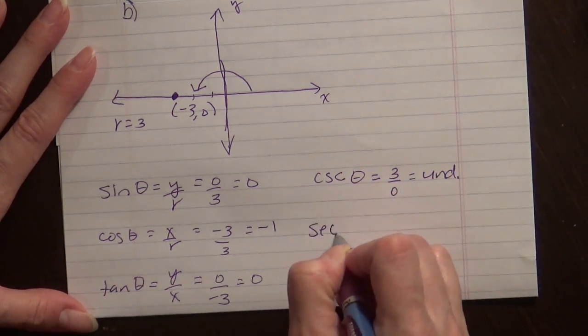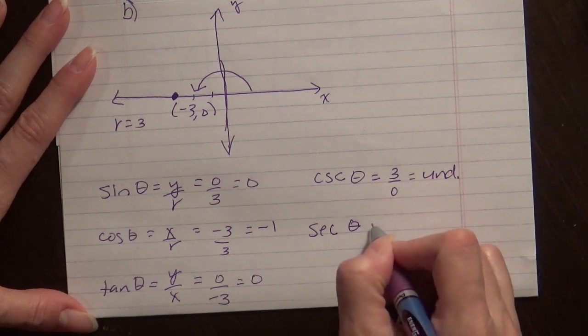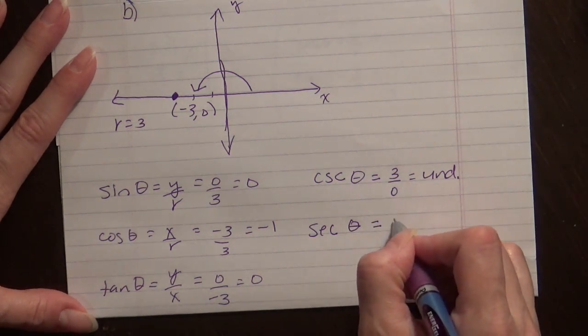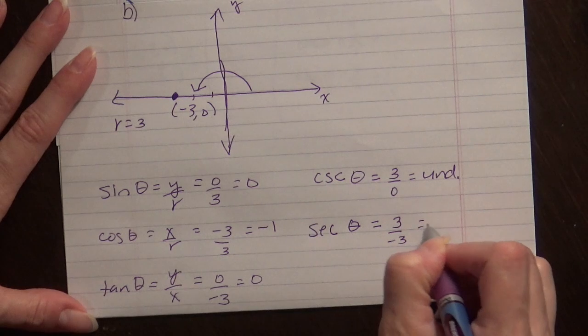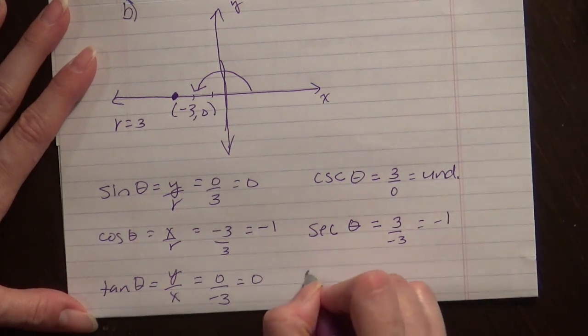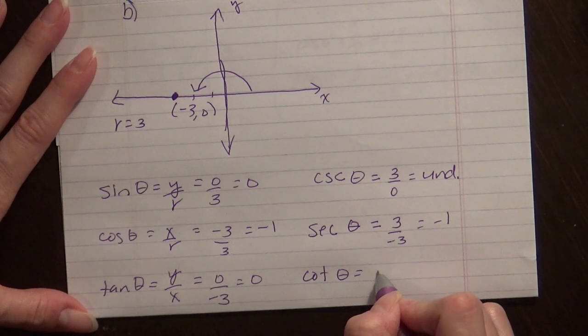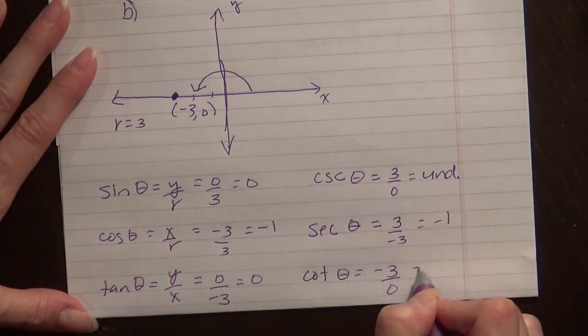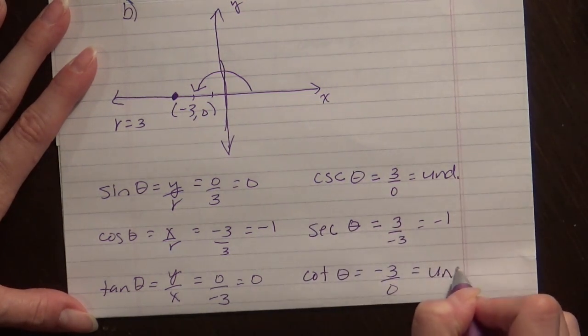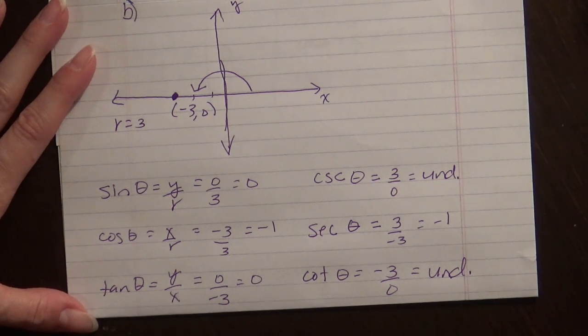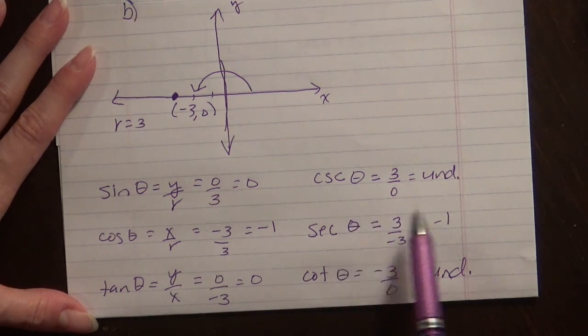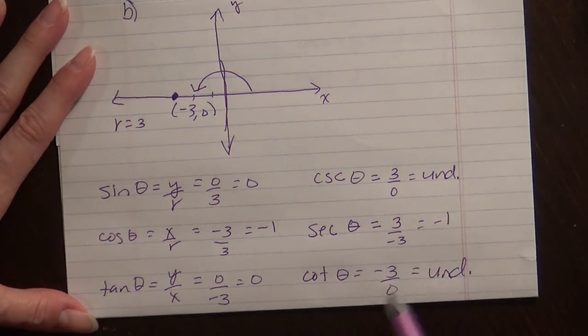Secant theta is the reciprocal of cosine. So that's going to be 3 over -3, which is still -1. And cotangent is the reciprocal of tangent, -3 over 0. And with 0 in the denominator, that one's undefined. So sine theta was 0, cosine theta was -1, tan theta was 0, cosecant theta is undefined, secant theta is -1, and cotangent theta is undefined.